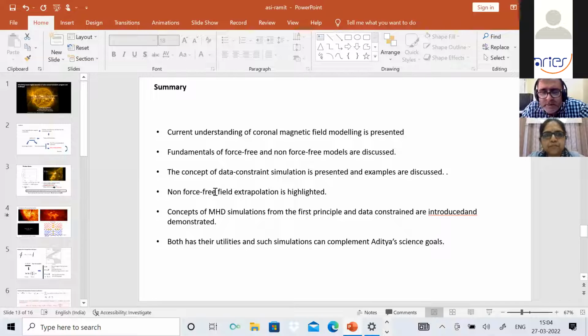Hello, very nice talk. I'm Wagi. I wanted to know, with this simulation, can we see the early dynamics of the flux rope, and can that be compared with VELC observation, Aditya observation?